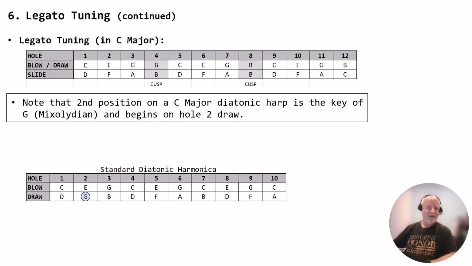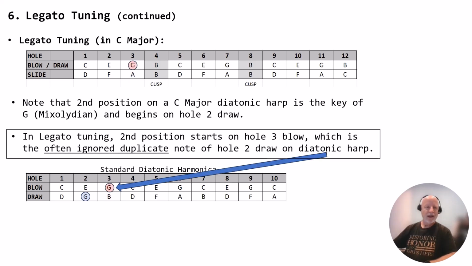Now, there is a difference here from the diatonic harmonica. Note that second position on a C major diatonic, there at the bottom, is the key of G Mixolydian, and it begins on hole 2 draw. That's called cross harp, just a standard second position. Hole 2 draw is your root note in that scale. But in legato tuning, at the top there, the 2-hole draw, it's actually the slide, is the F. It's not the G.